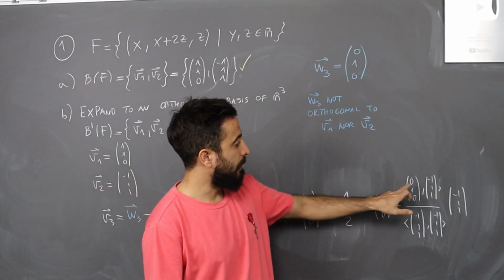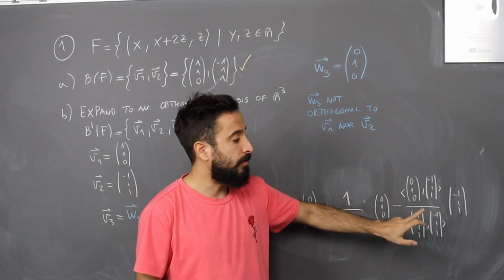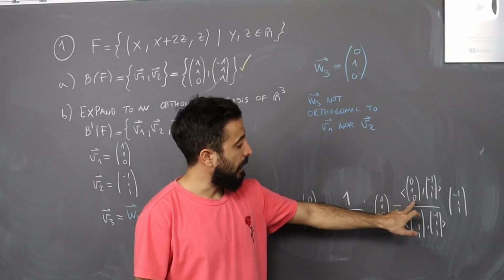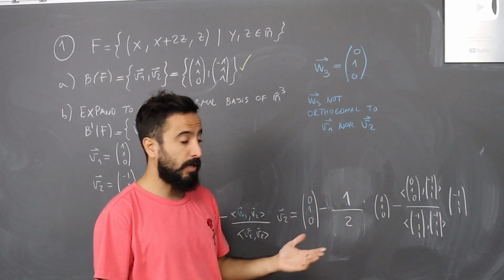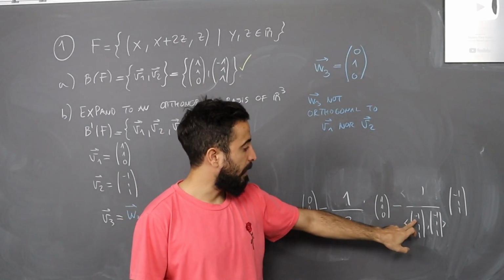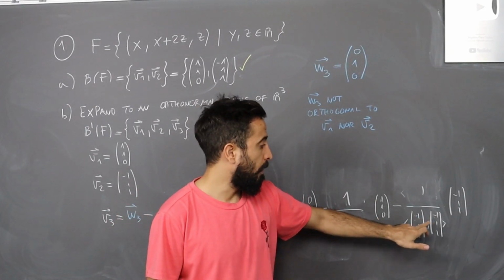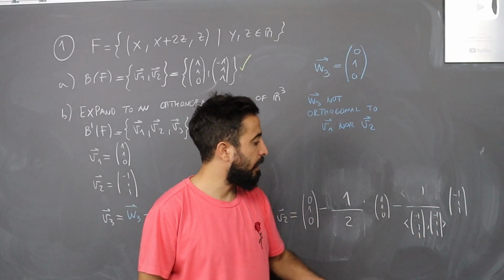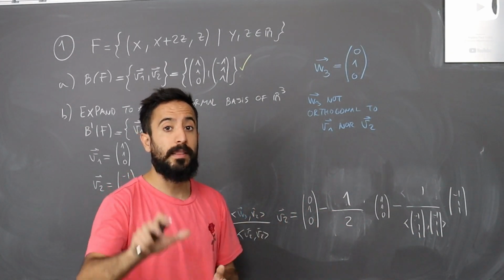Let us continue here. 0 times minus 1 is 0. 1 times 1 is 1. And 0 times 1 is 0. We add that together, we get 1. And then we get minus 1 times minus 1 is 1, 1 times 1 is 1, and 1 times 1 is 1. We add that together, we get 3.